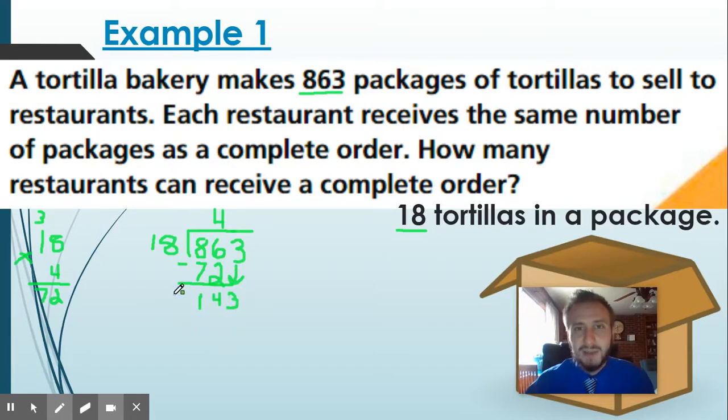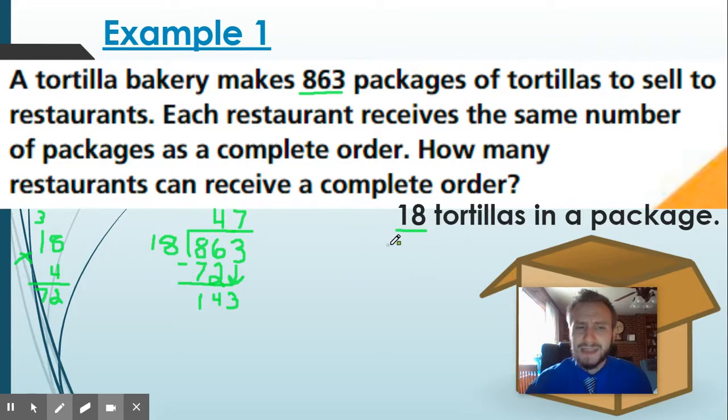So let's use the same logic that we did last time. Again, 18 is pretty close to 20. 143 is close to 140, right? So 20 times what gets me really close to 140? Well, 2, 4, 6, 8, 10, 12, 14. So 20 times 7 would be 140. So 18 times 7 has to get me really close, right? So let's put a 7 down.